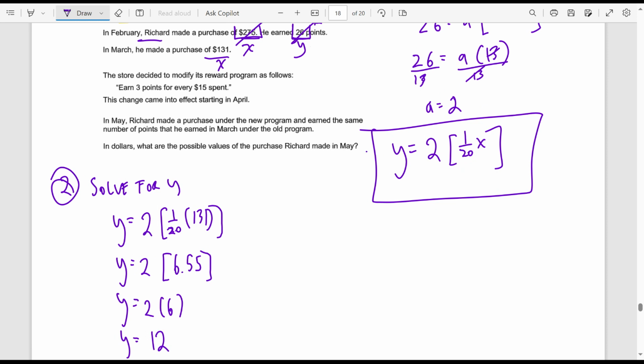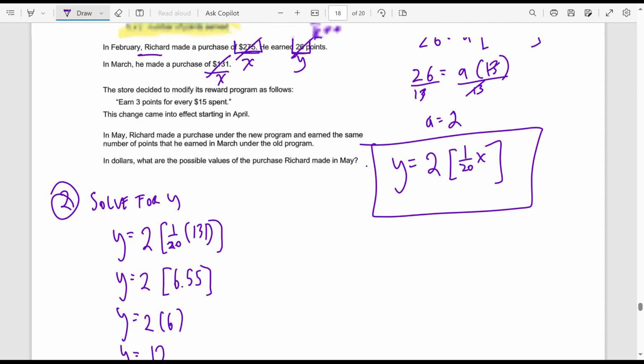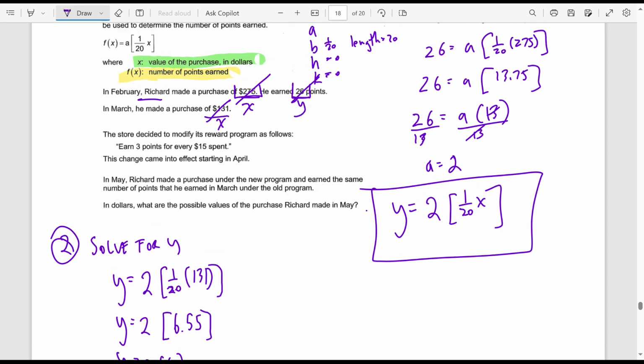Perfect. So that means 12 points. He got 12 points for his purchase of $131. So now that I've done that, it's been done. Moving on. The store decided to modify its reward program as follows: earn 3 points for every $15 spent. So let's start to think about the application of that to this scenario. And this is some of the logic and reasoning component of it now.